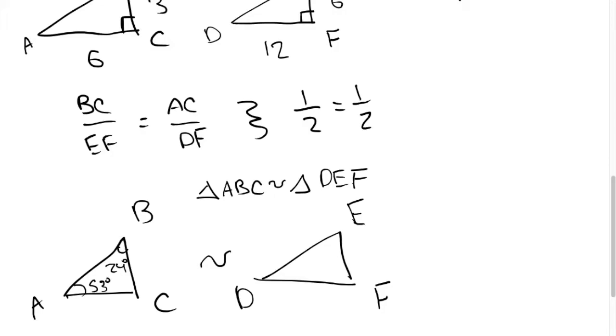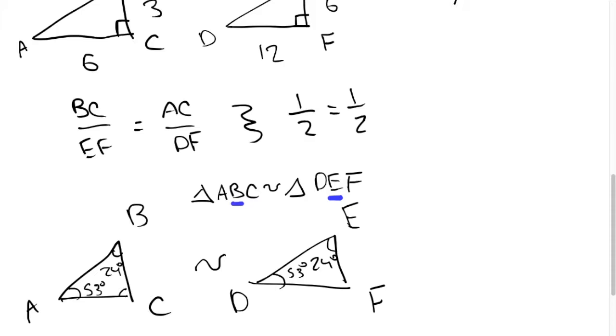Well, it's quite simple. All you have to do is look at the similarity statement, and because you know B corresponds to E, you just have to match the angles. So now you know that angle E is equal to 24 degrees, and angle D, also due to the similarity statement, is equal to 53 degrees. And using the 180 rule, you can also find angle C and angle F. So that's one of the instances where similar triangles are really helpful.